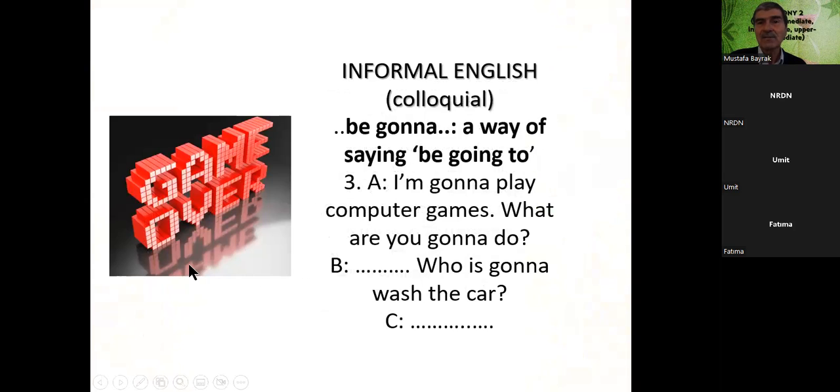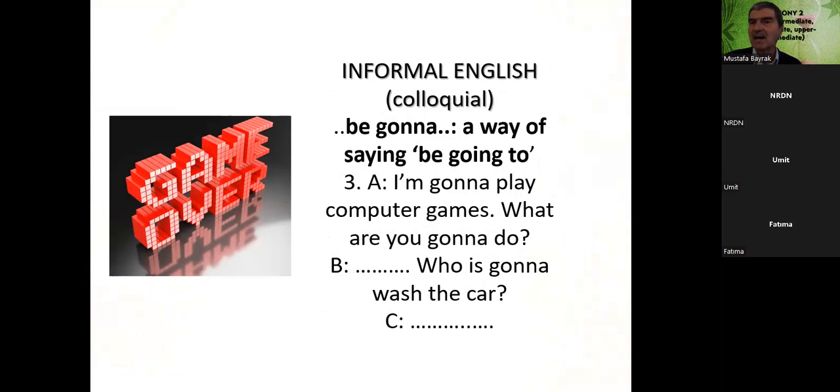Informal English, colloquial. This is also a necessity. We should be aware of them. We should be familiar with them. Be gonna, for example. I am gonna. You are gonna. She's gonna. A way of saying be going to.